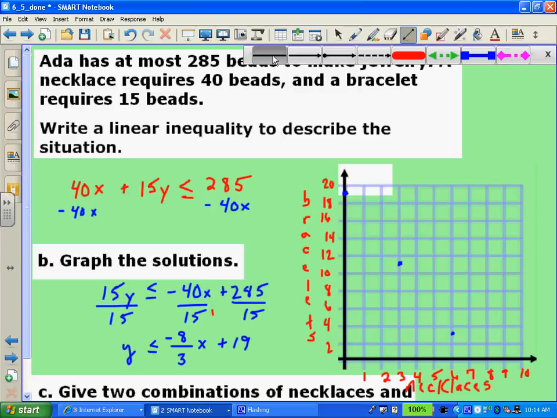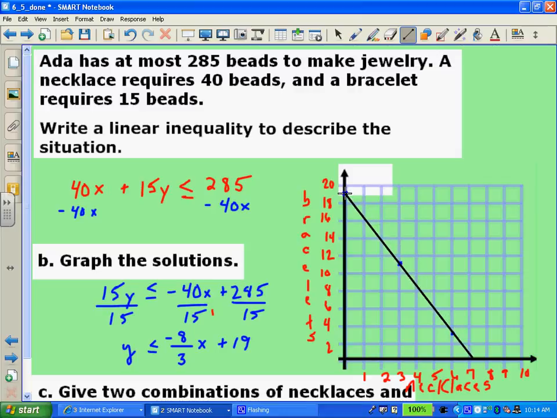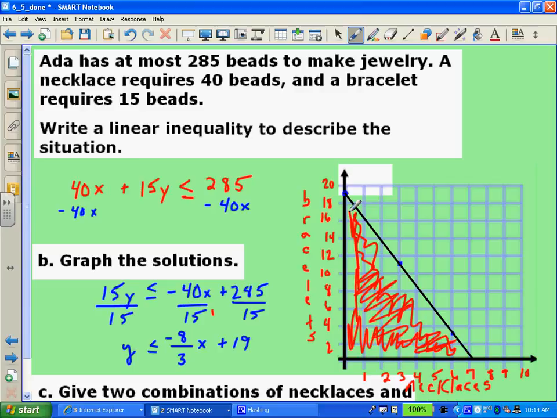Okay, so our line is going to look something like this. Now, the reason that it doesn't go farther than that is because it doesn't make sense here for x and y to be negatives, because we're talking about necklaces and bracelets. So then the last thing I have to do is decide where to shade. Since it's a less than or equal to, I'm going to shade underneath. And again, the shading is only going to stay in the positive part of my graph, because again, it doesn't make sense for x and y to be negative.